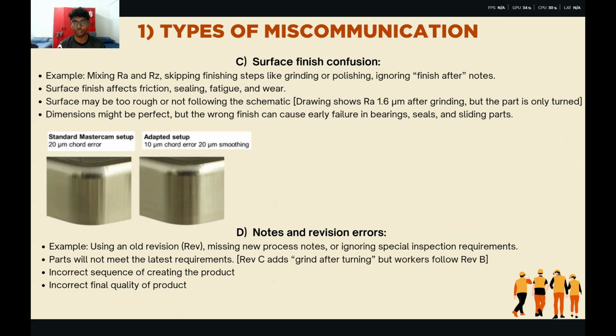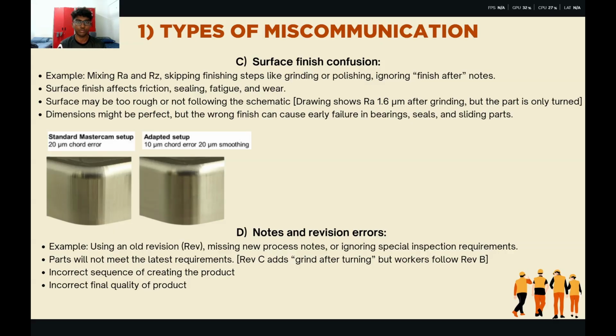Third one here is surface finish confusion, because we are mixing the Ra and Rz, such as the average finishing and the normal finishing. Also, workers can miss steps. For example, the surface might have a different kind of average, but then a certain part is only turned. So surface finish usually affects the friction, the sealing, fatigue and wear. Because of this, even though the dimension is perfect, it can cause the wrong finish and early failure in the bearings.